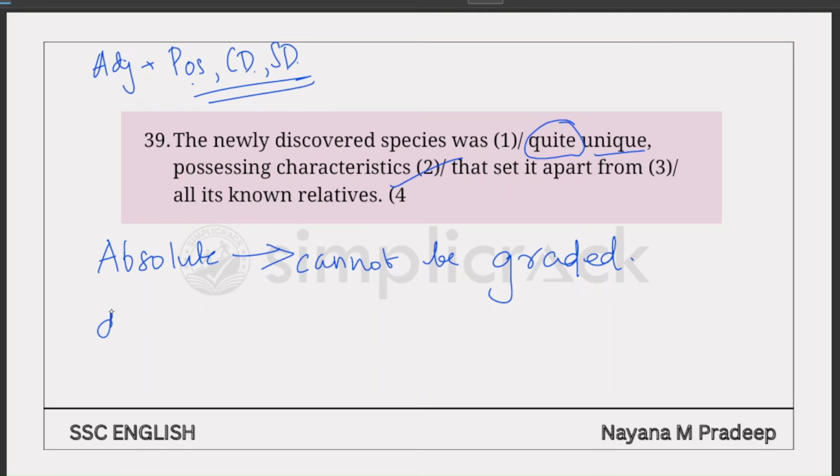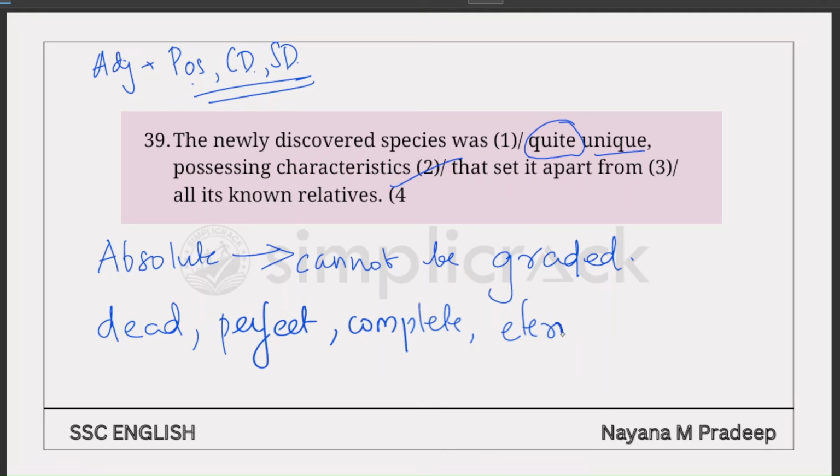Do you know other examples of these words? One is dead. Then you have perfect, complete, eternal, universal. All these, and unique, are examples of absolute adjectives.